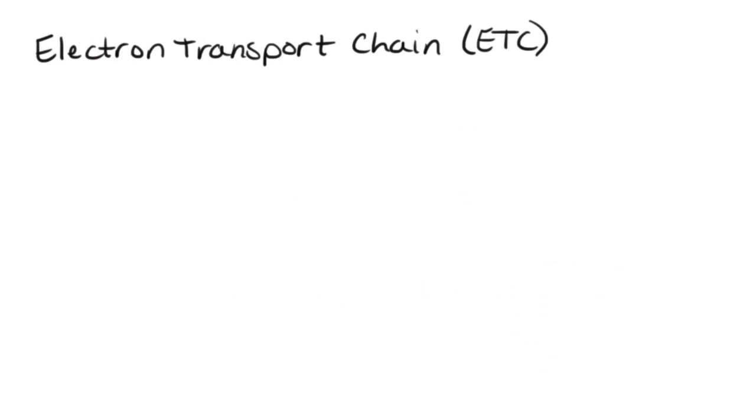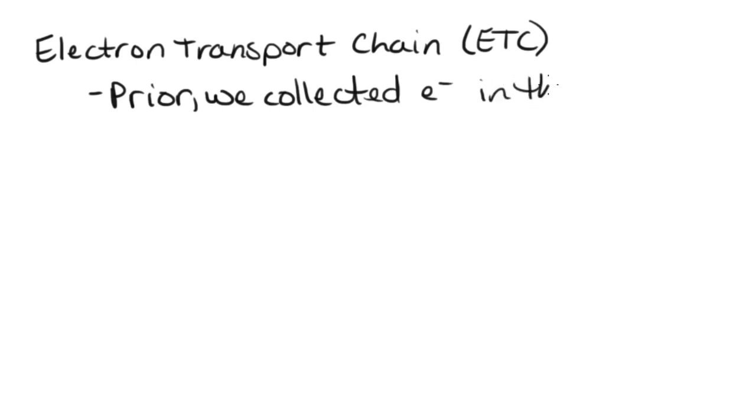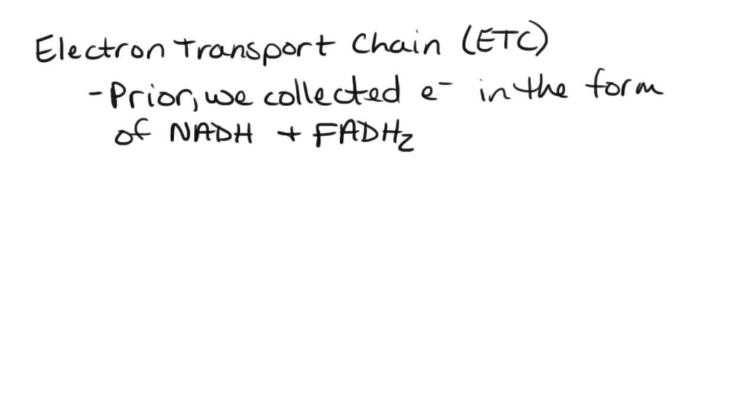The electron transport chain part of oxidative phosphorylation, as we mentioned, is used to release the energy that is stored in those collected electrons. Recall that prior to this, we collected electrons in the form of NADH and also FADH2s. We had a number of these electron carriers that we produced during glycolysis and also in the citric acid cycle.